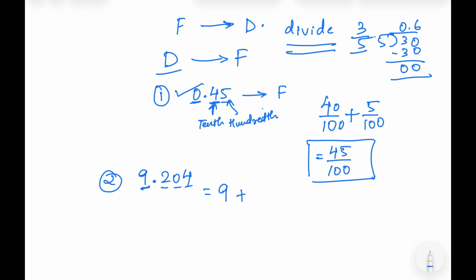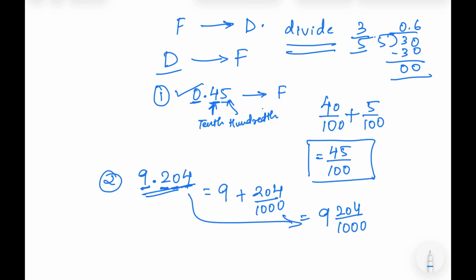Plus, what is the place value of 204? As I told you, ones, tenths, hundredth and thousandth, right? So can I directly write 204 upon 1000? So the answer is 9 and 204 upon 1000. So this decimal is also converted into a fraction. But which fraction is this? This is a mixed fraction.